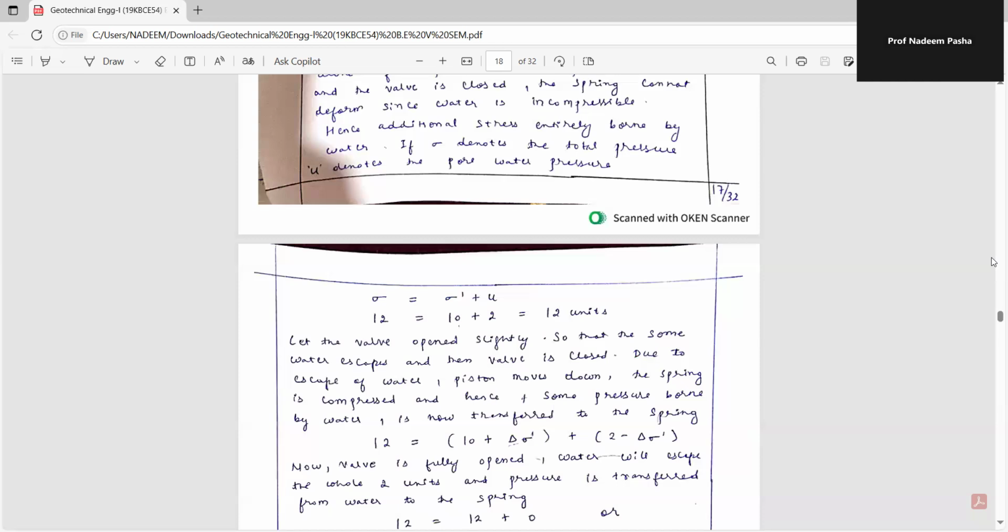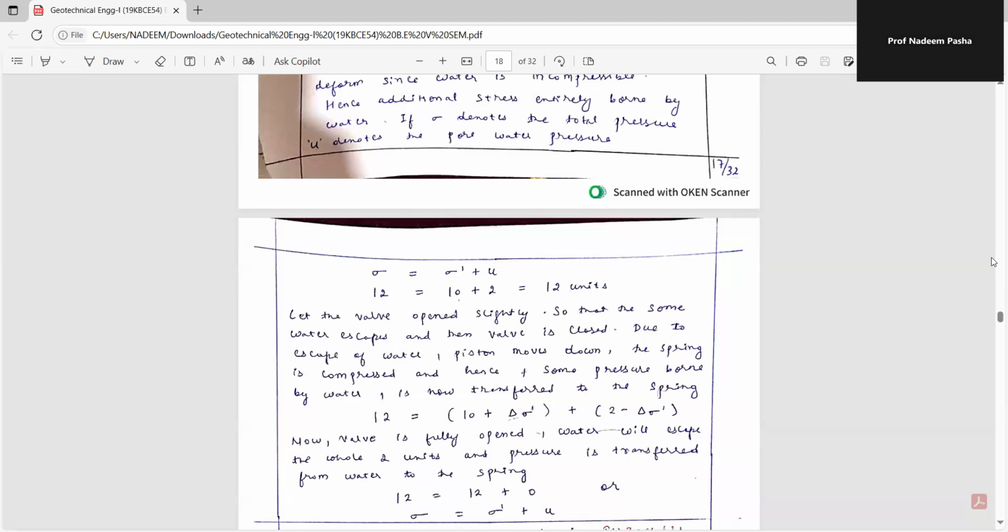Sigma is equal to sigma dash plus U. Here sigma is 12, sigma dash is 0, and U is 12. So it comes out to be 12 units. Let the valve open slightly so that some water escapes, and then the valve is closed. So what we are trying to do is open the valve for a few seconds.